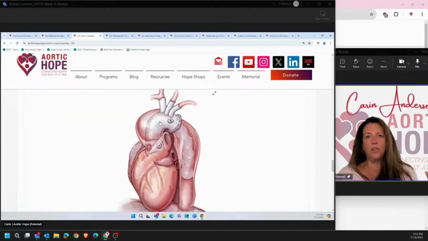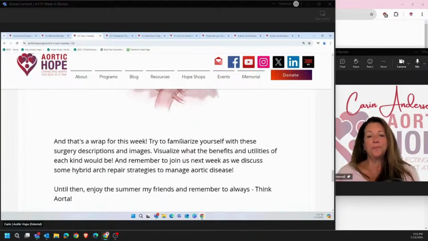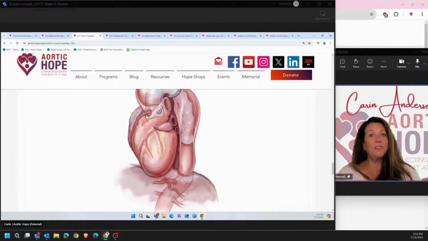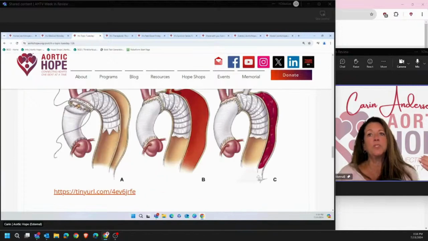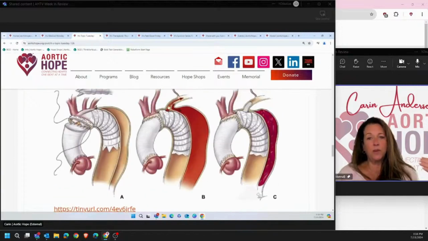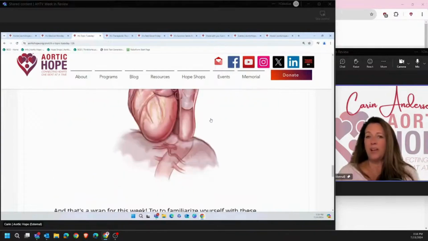Okay. Look at all that. So much cool stuff going on here. That's a wrap for that. So let's look at this one more time. This is your frozen elephant trunk. This is one actual procedure. This would be two separate surgeries because you have to do this part with the vessel at the top. Okay? A lot going on here.